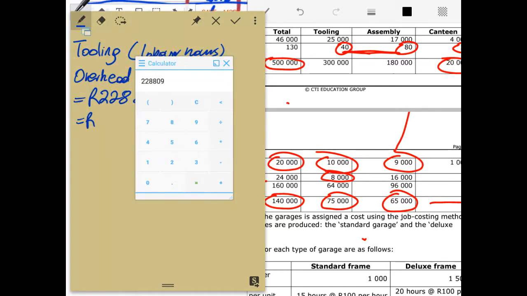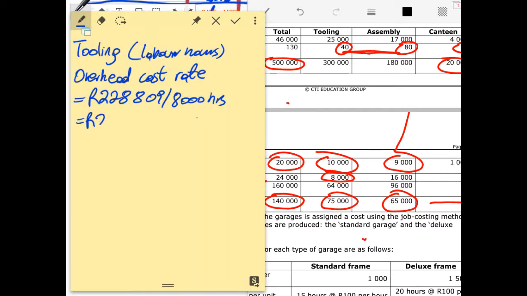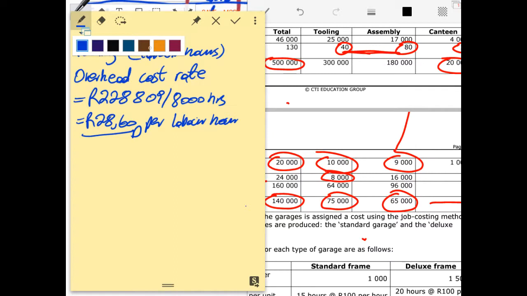Then we show our calculator and we say 228,809 divided by 8,000, and it's 28 rand 60 cents. 28 rand 60 cents per labor hour. Then that is the overhead rate for the tooling department. And we do the assembly department.